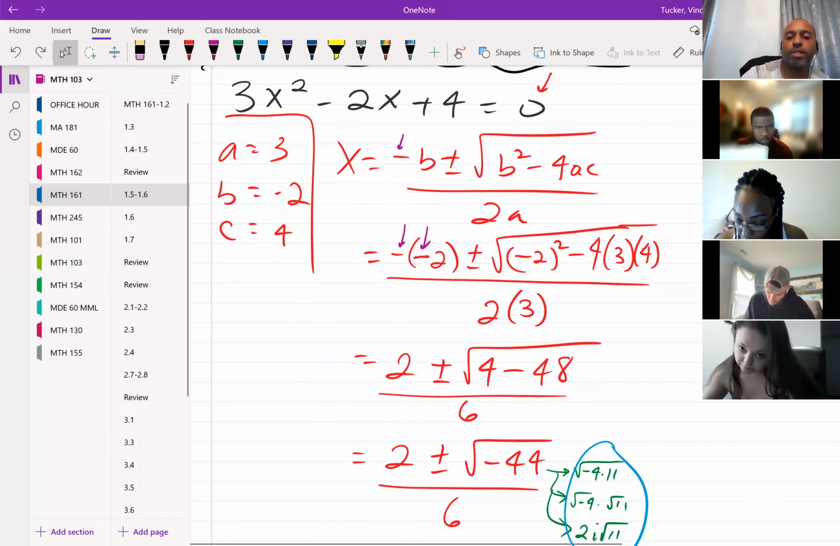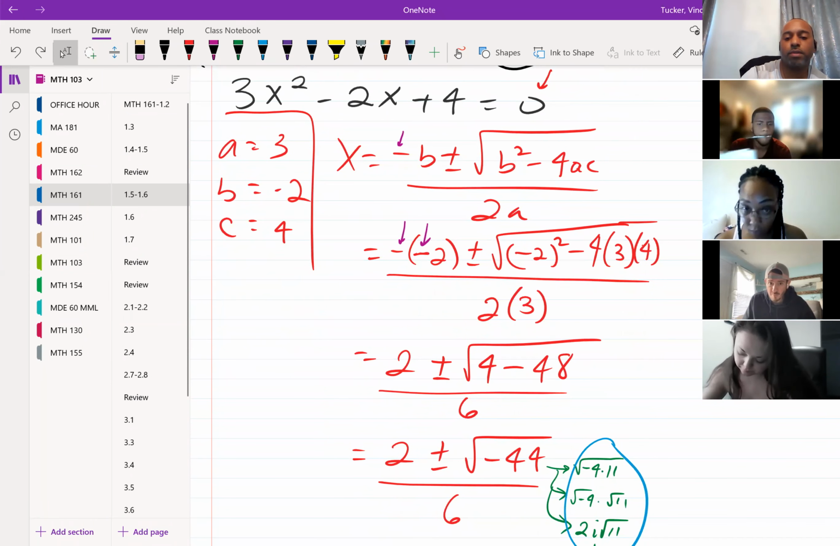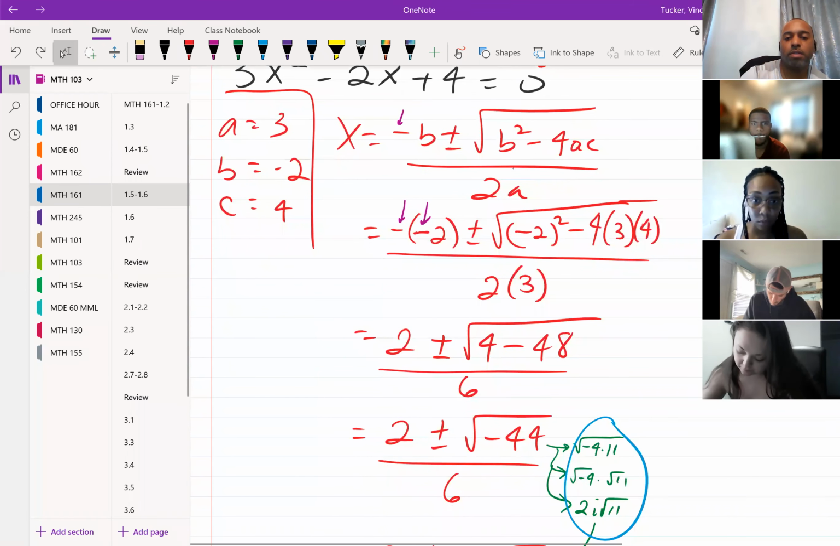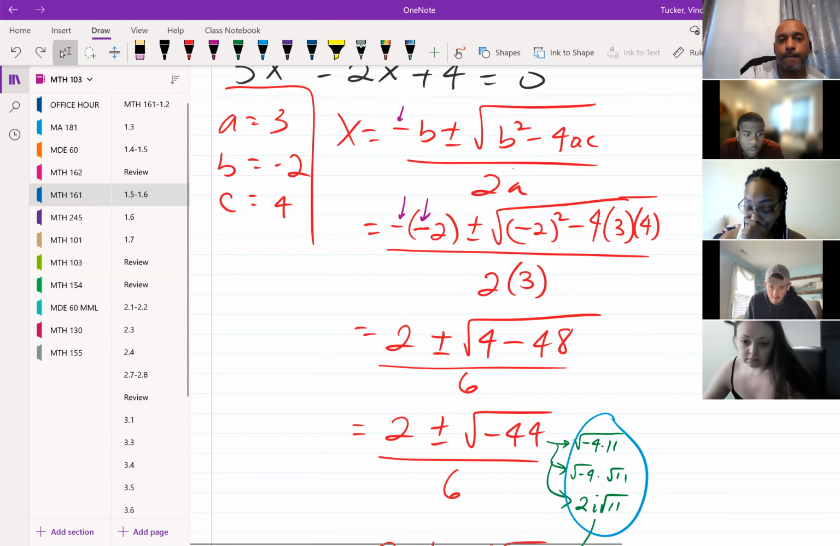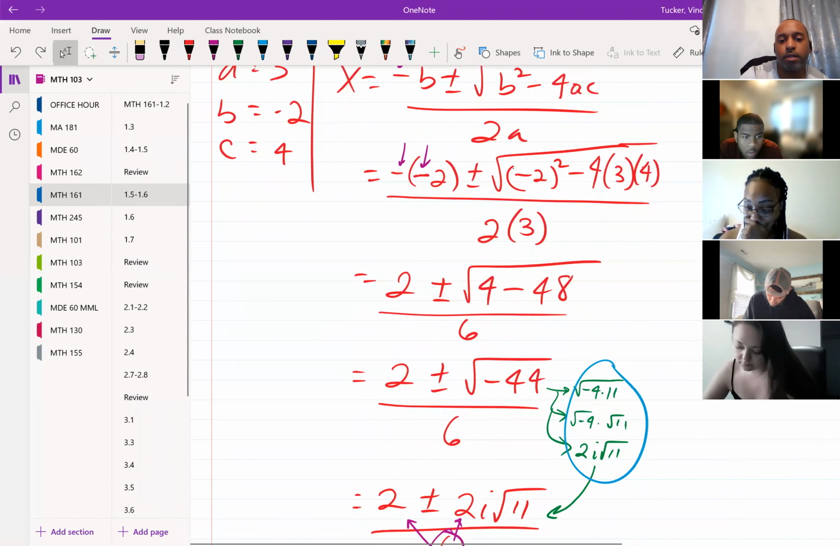Under the radical still, that's -44. And then the green, you see that I went ahead and broke that down. -44, you break it up into -4 times 11. That -4, take the square root of -4, that gives you 2i, and then leave the 11 under the radical. Scroll up, very good.